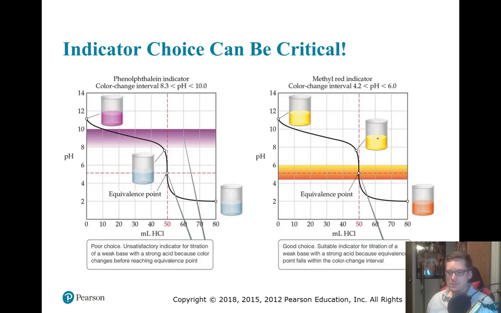The opposite way here is when we started with a weak base and titrated with a strong acid. We wouldn't want to use phenolphthalein because phenolphthalein goes from pink-purple to clear at about 9. But we know because it's a weak base strong acid titration that our pH is going to be lower than 7 at the equivalence point. So we need an indicator that changes color down here, like methyl red.